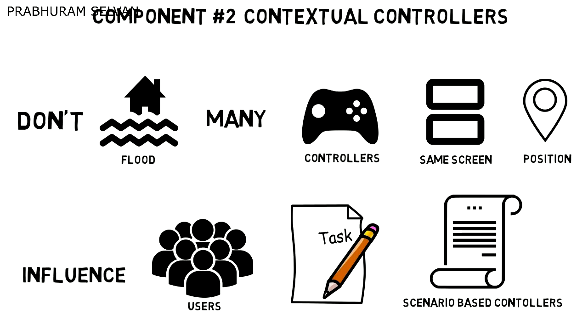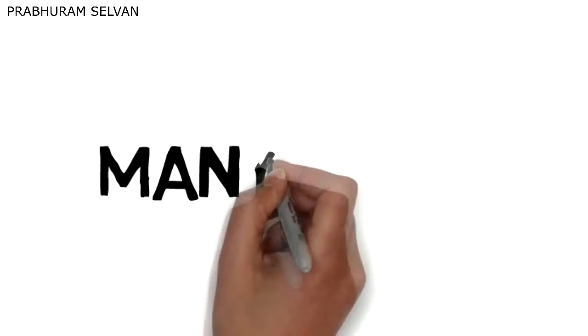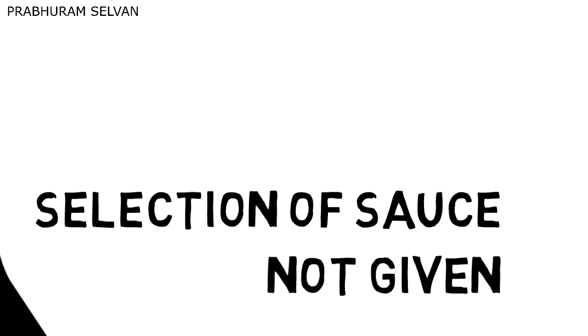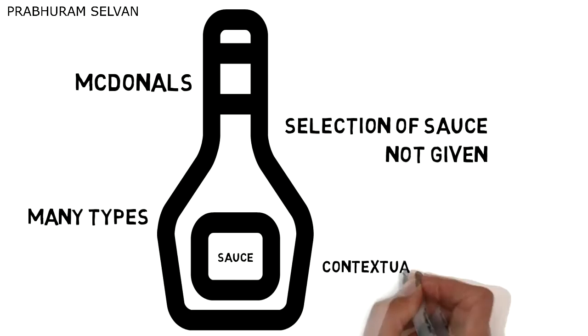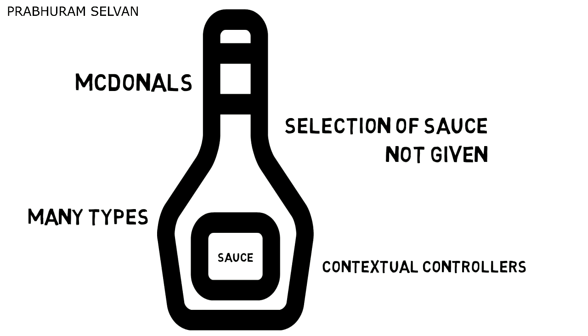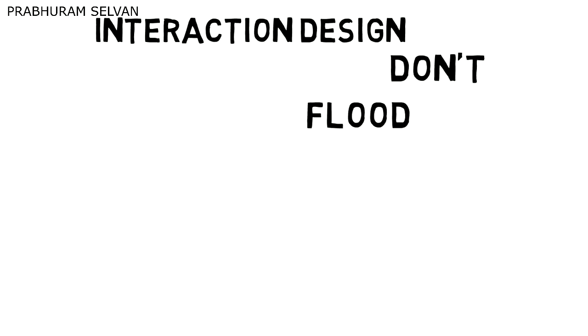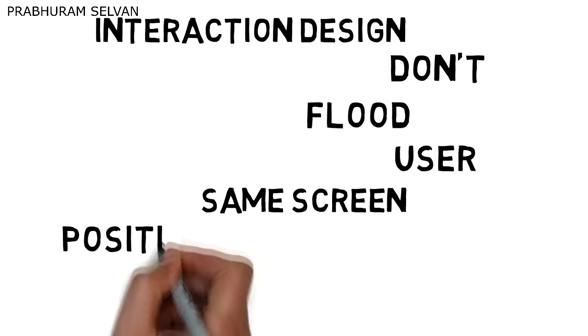Let's take another example. At McDonald's, you will experience many types of sauces that are placed in the dining room. However, the control of the selection of sauces in the dining room is not given during the product selection at the counter. This is called contextual controllers or scenario-based controllers, wherein the options are given at the right positions in the right context, and the same rule applies in the mobile app. The thumb rule of interaction design is don't flood the users with all the controllers on the same screen.